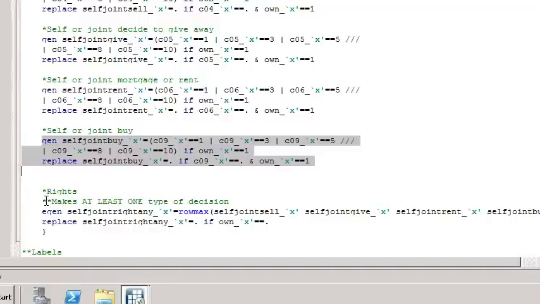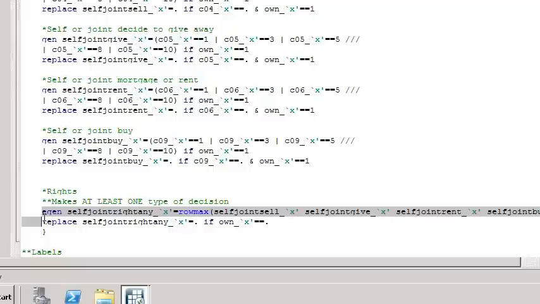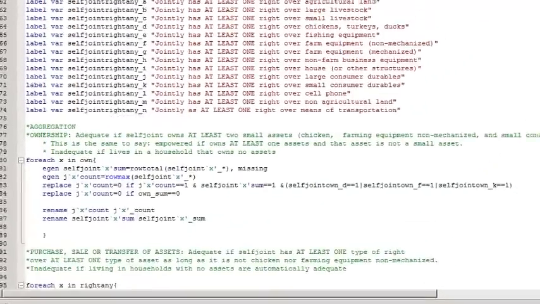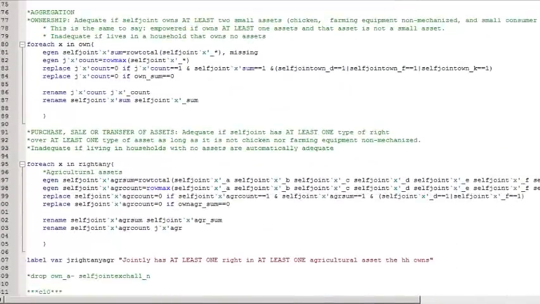Then we have a first level aggregation that, for each type of asset X, we aggregate across rights. We create the indicator self-joint right any X, which is equal to 1 if the individual has at least adequacy in one type of right, whether sell, give, rent, or buy, regarding type of asset X. Then we have some labeling that I will not go through here. And now we go to ownership.